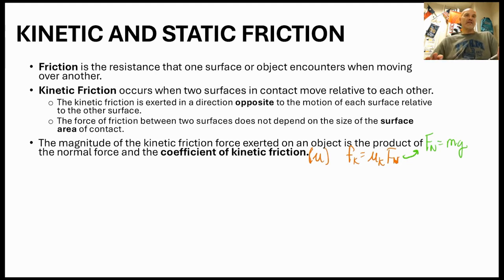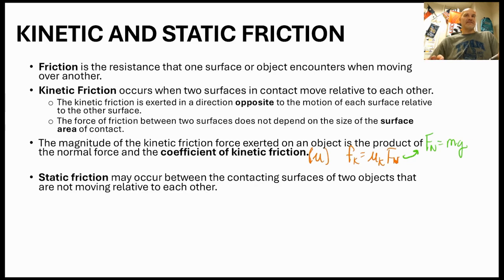The other type of friction that we have is static friction. Static friction may occur between contacting surfaces of two objects that are not moving. So again, kinetic means moving, static means not moving. Static friction is the friction you have to overcome for an object to begin to move, whereas kinetic friction is the friction of what happens when it is already moving.